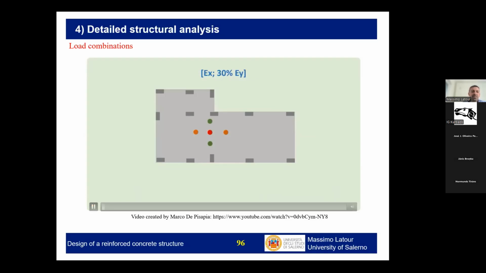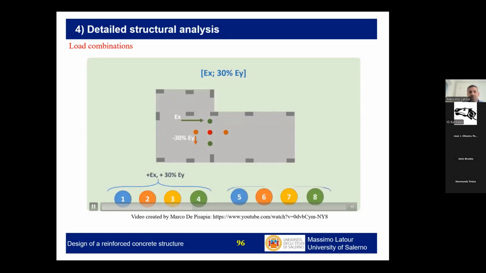This eccentricity is considered to be the 5%. So the 32 load combinations that we have to consider are with the seismic event in the x direction, plus the 30% in the other direction. And we have to consider two positions of the force acting in the x direction. So this will be the first 4 combinations. So then we have plus x, again, the same 4 combinations, but with minus y, 30% y. These are the other 4 combinations.